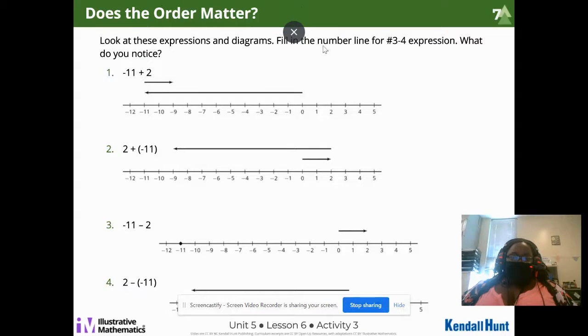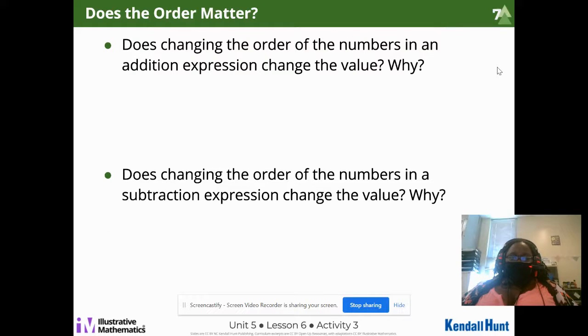Look at each of these expressions, fill in the number lines. So you're going to finish filling in the number lines for the ones that are missing, and then also answer the question of what do you notice between 1, 2, 3, and 4. And so now it's asking, does the change in the order of the numbers in the addition expression change the value? Why or why not?